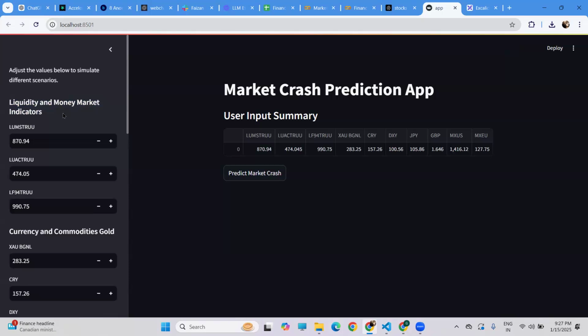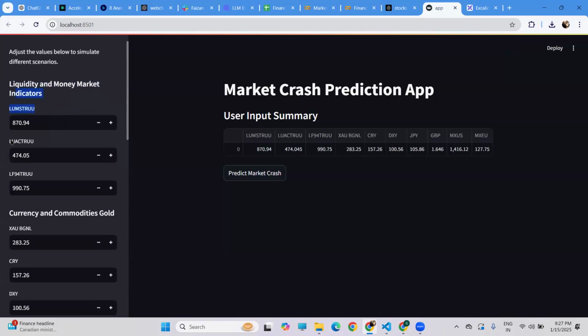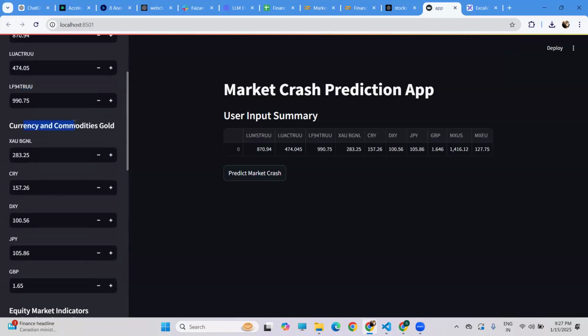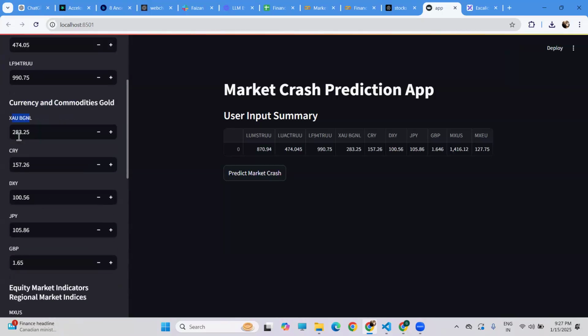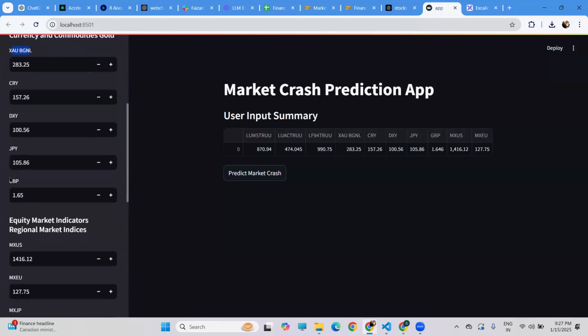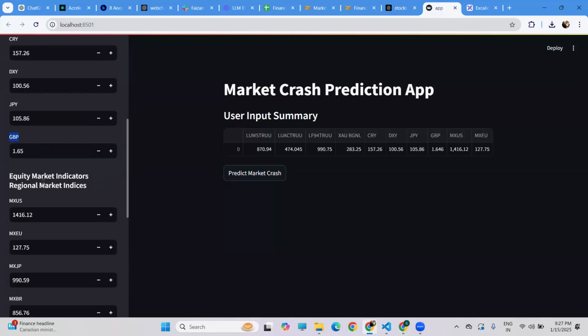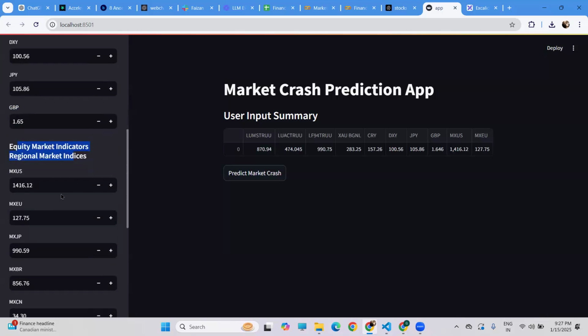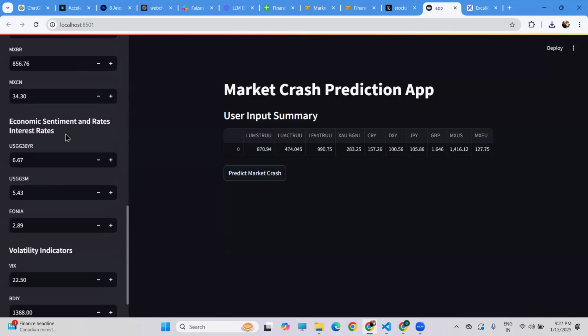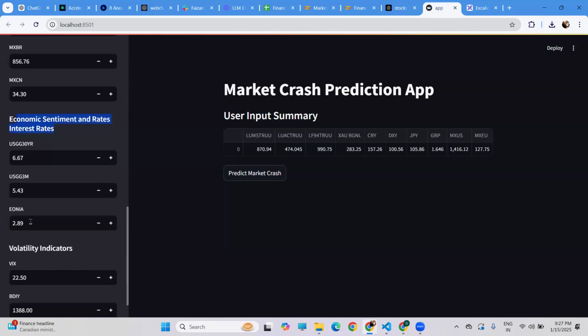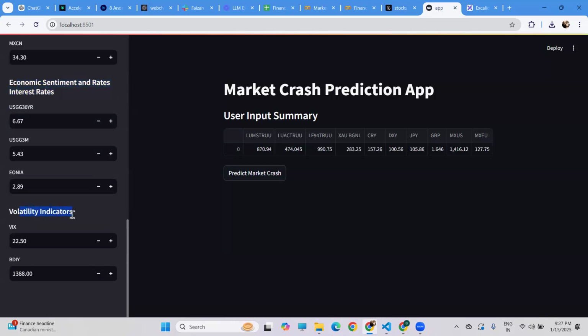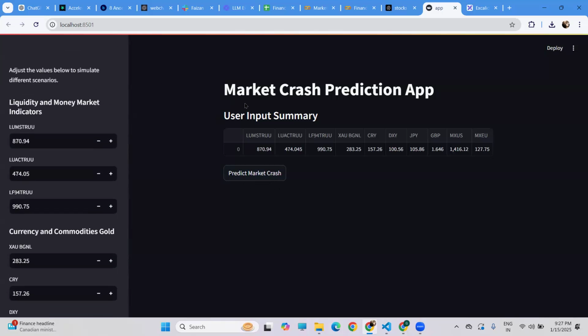The first metric is the liquidity and money market indicator, where these three particular columns are used to predict market crash or no crash. For the second metric, currency and commodities gold, these indices are used to predict a crash or no crash. For equity market indicators, these indexes are used. For economic sentiment and rates, these indexes are used. And for volatility indicators, VIX and BDIY are used. I'm using the default values as of now and clicking on predict market crashes.